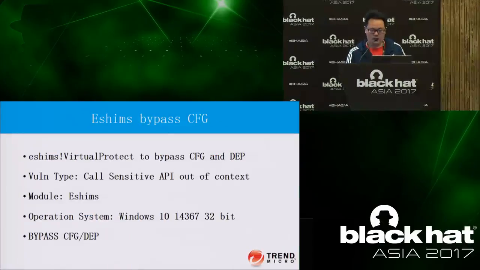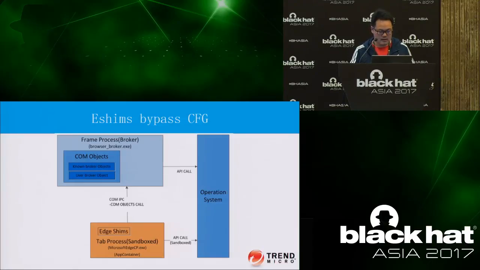This method I call using ISM to bypass CFG. The vulnerability type is called sensitive API out of context, and this vulnerability is in the ISM module. Okay, let's see what the ISM is. This is the ISM architecture in Microsoft Edge.